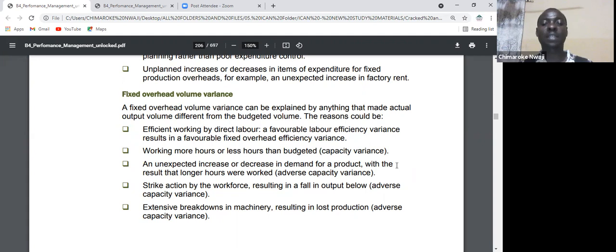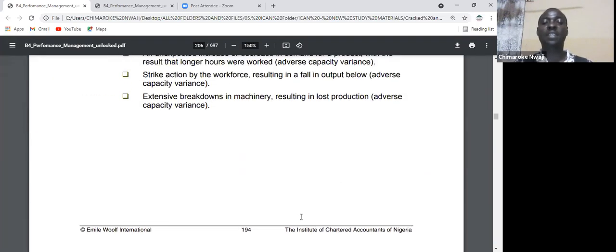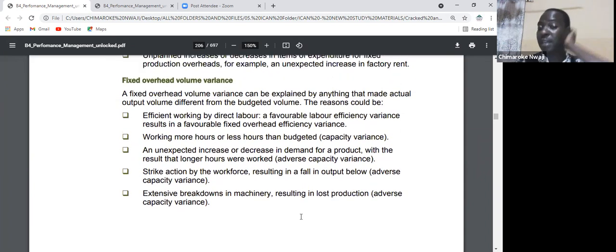Working more hours or less than budgeted would give you adverse or favorable. Unexpected increase or decrease in demand for a product would lead to that. Even strike action, breakdown in machine, and so on. So these are some of the reasons for variance in volume. Okay, later I'm going to give you a compact formula that can be used for variance analysis, such that when you are dealing with any of the variances, you don't need to think too much. Just remember the formula and you are good to go.